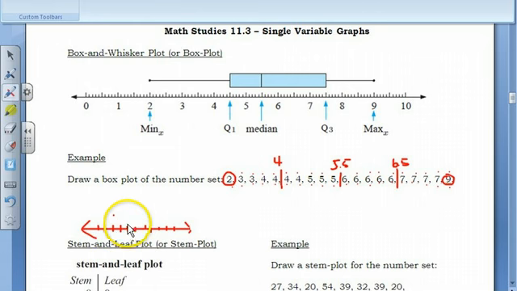3, 4, put a point above 4. 5 and a half. 6 and a half. 7, 8, 9. So with my middle 3 points, I will draw the box, and then the vertical line representing the median, and then to reach the max and the min, draw the whiskers, and that is a box plot.